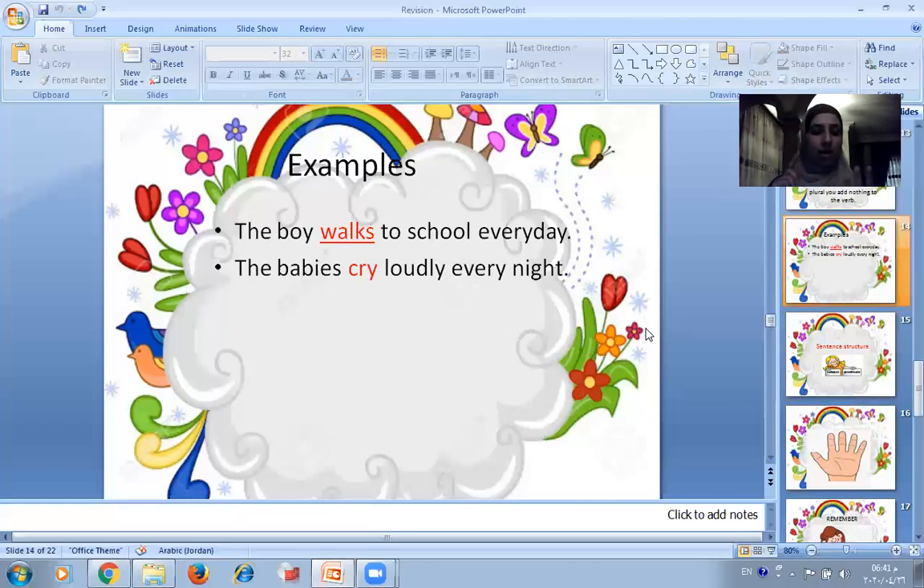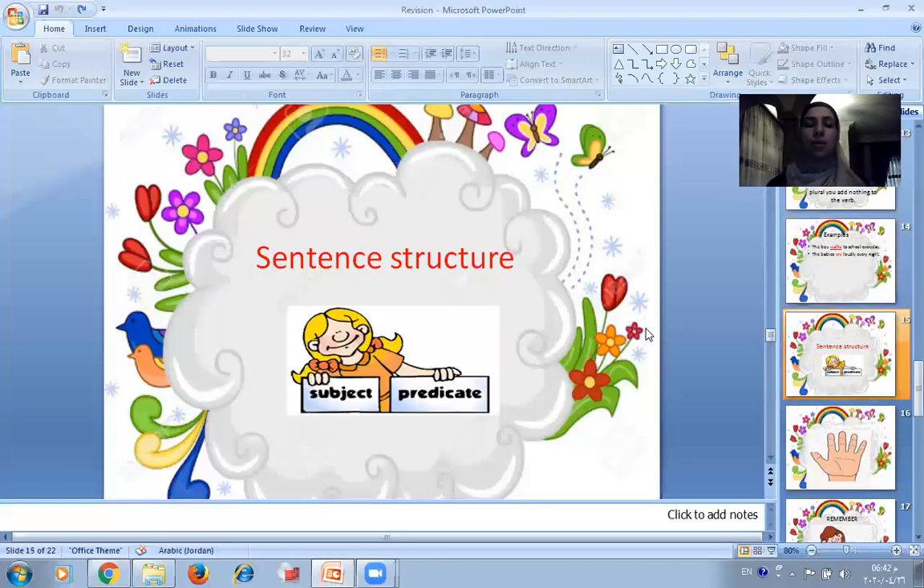So if you are using past tense, you have to add ED to the verb. If you are using a present simple tense, you have to add an S to the verb if the subject is singular. Now we're going to talk about sentence structure.